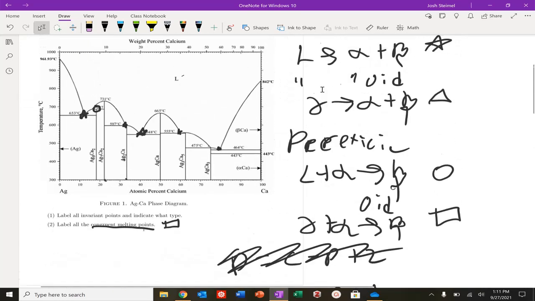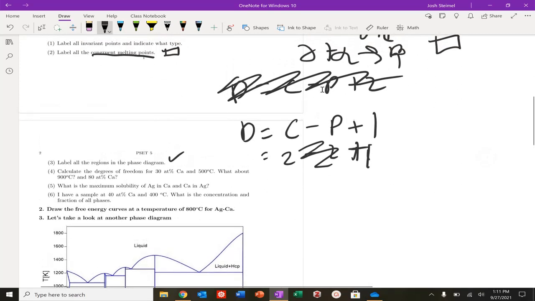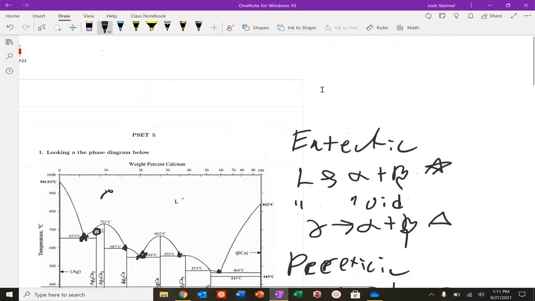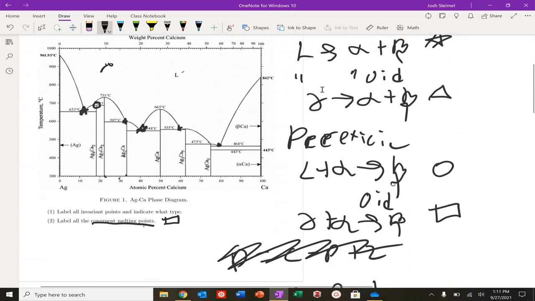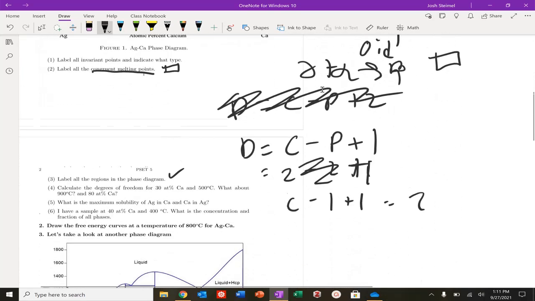Same problem at 900 C. So 30%, 900, I'm in a single phase. So my P is 1 now. So C minus P plus 2, components is 2, so my degrees of freedom is 2. Why is that? Because I could change composition, I could change temperature independently. I have 2 degrees of freedom there.